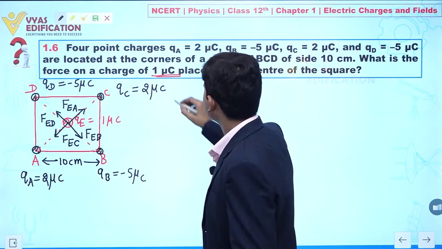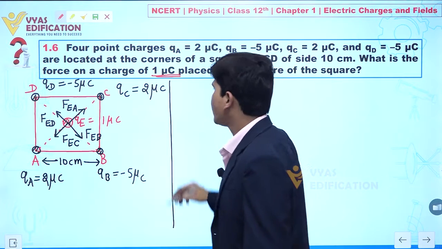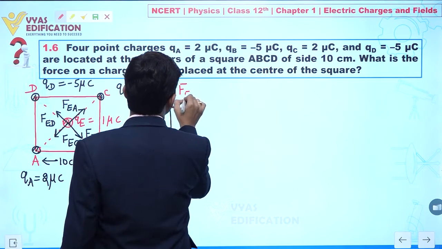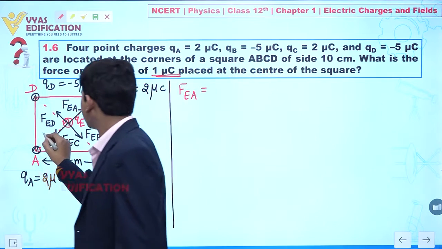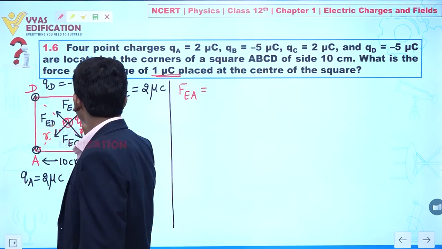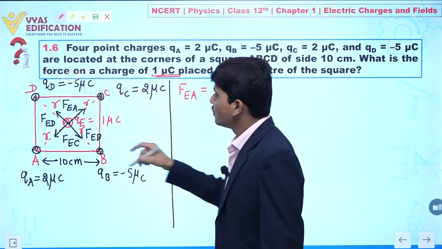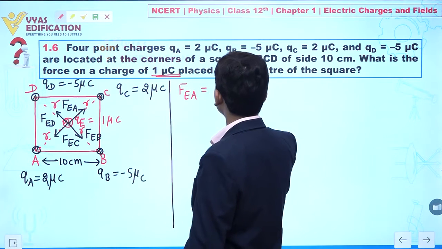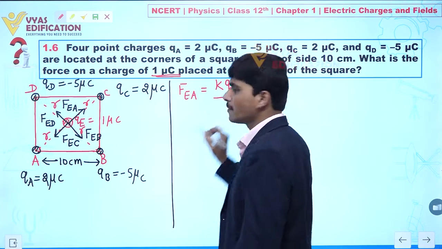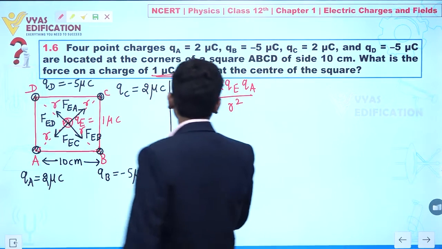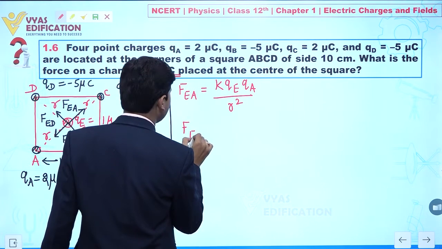Now listen. First we write F_EA. Let's assume this distance is R; every distance is R. So we can write F_EA = K QE QA / R square. Now we can also write F_EC.